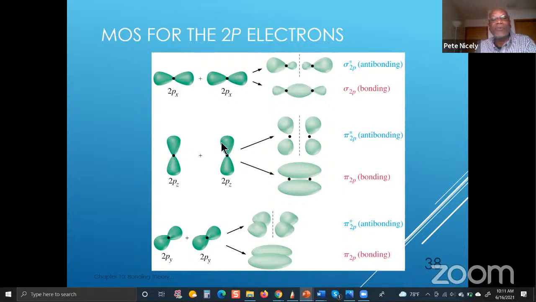Now, if you have the sideways overlap, you're going to have the pi bonding resulting here and here, and the same thing is true here. So these are the different orientations, the pz and the py orbitals, and their corresponding anti-bonding orbitals and bonding orbitals, right? So again, you'll notice that if you start off with two atomic orbitals, then the resulting molecular orbitals must be two of them, all right? Again, orbitals cannot be created nor destroyed.